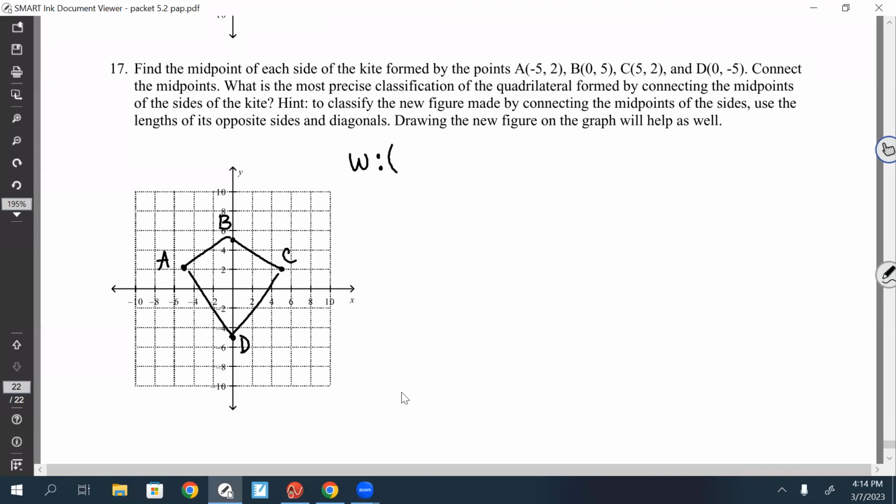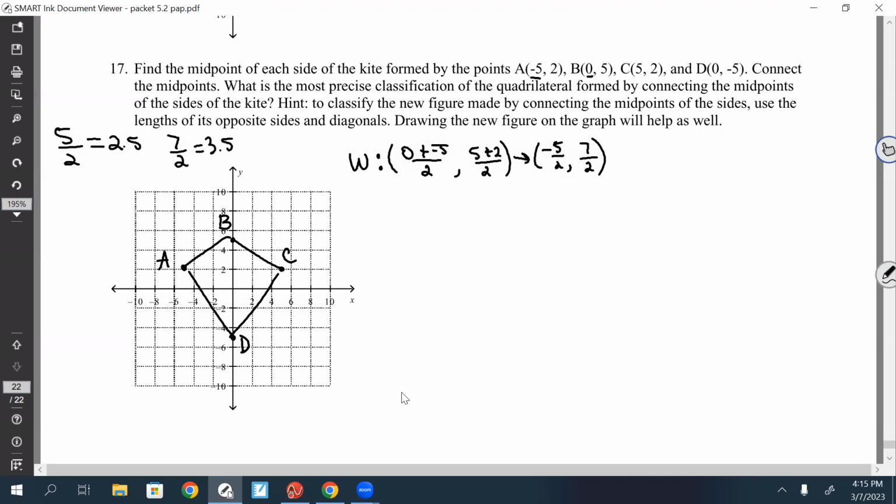So for the midpoint W, we're going to do 0 plus -5, so I'm adding my x's, over 2. And then for the y's, we do the same thing: 5 plus 2 divided by 2. So point W is going to be at the point (-5/2, 7/2). You can go plot that. -5 over 2, y'all, that's -2.5. We're going to see this number a lot. So 5 over 2 is 2.5, and 7 over 2 is 3.5. Keep that in mind as we're doing these calculations.